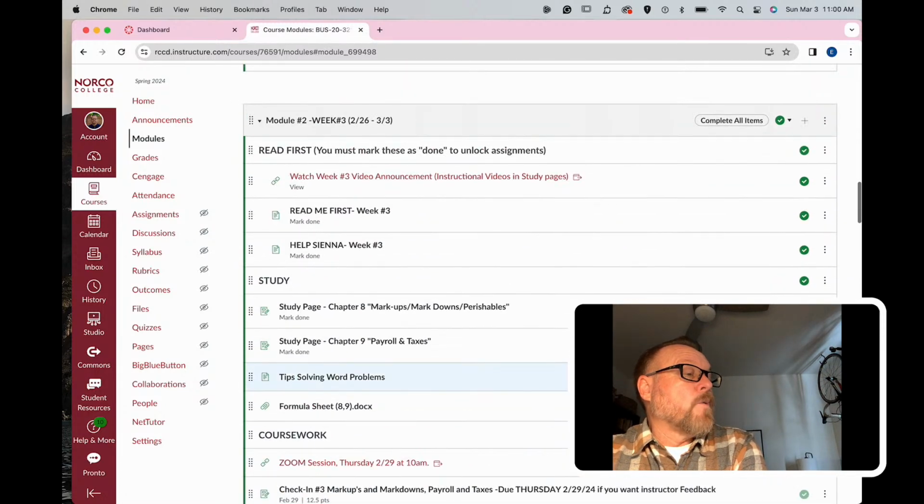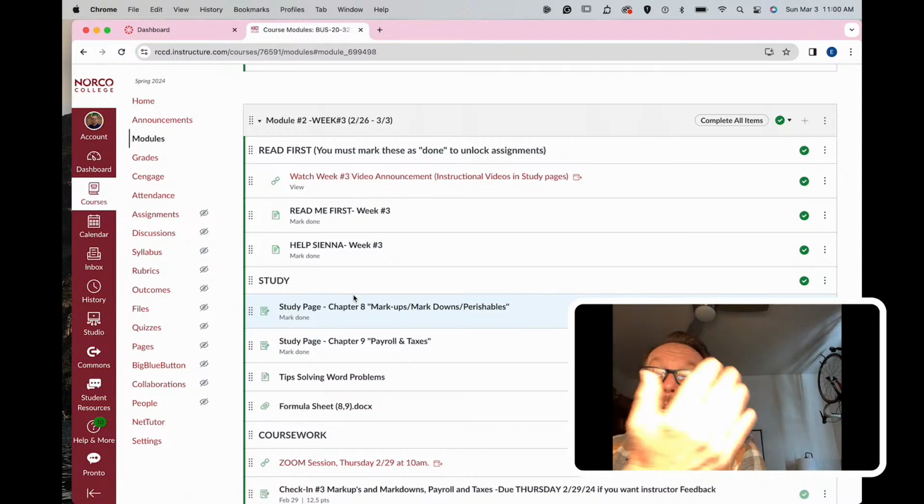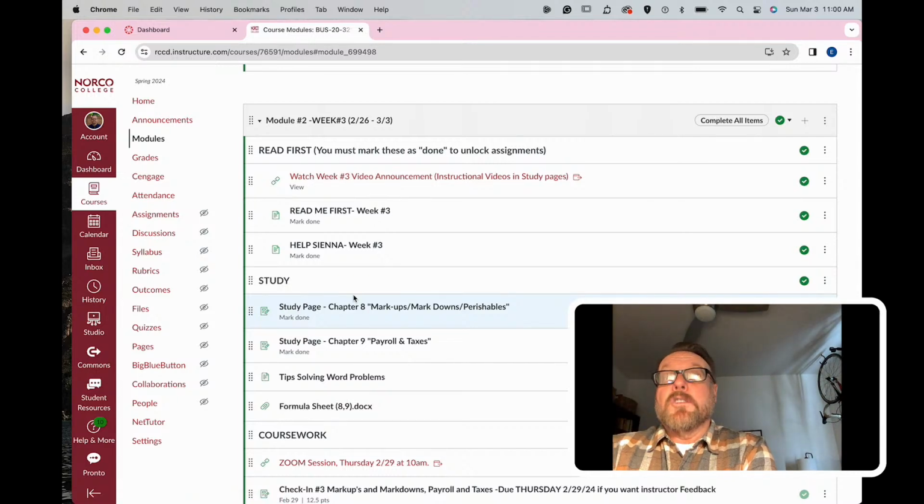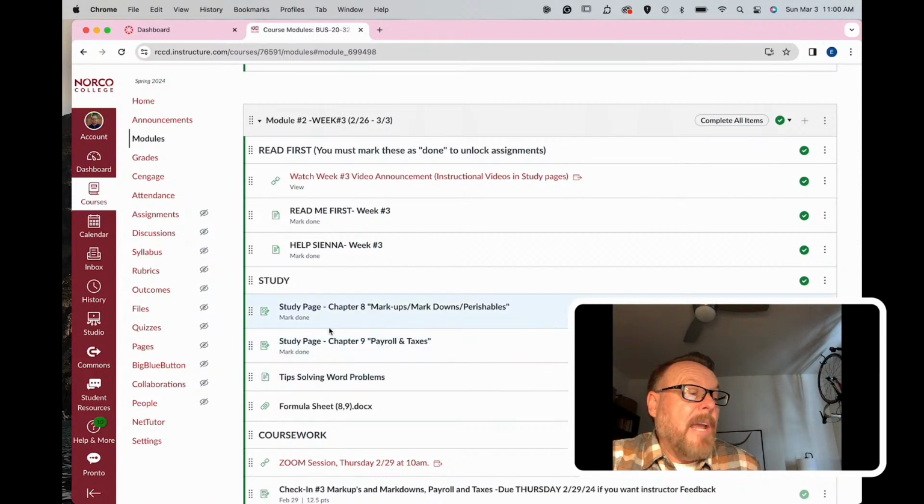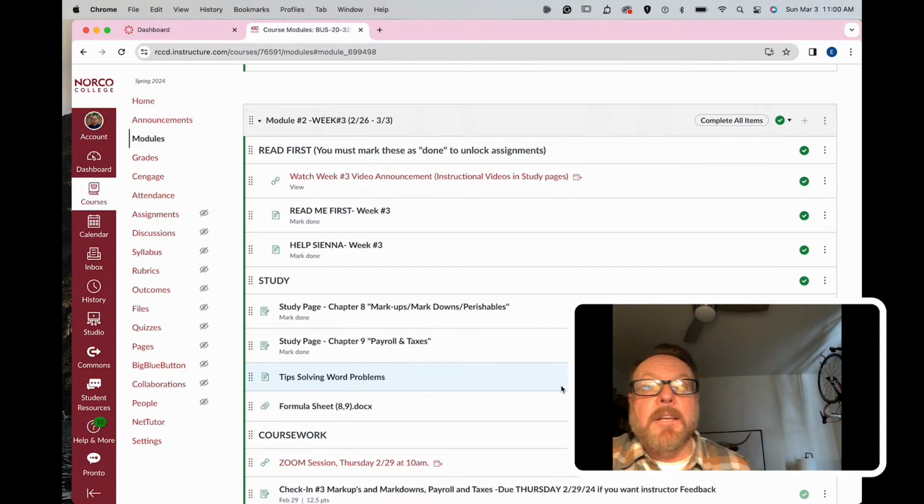So last week, of course, you looked at chapter 8, markups and markdowns, which in every business you mark things up in order to make a profit. Sometimes to get rid of them, you need to mark them down. And so these are principles that you need to be able to do quickly and efficiently. And then we covered payroll, chapter 9, on how to figure out, most notably, your income tax that you're going to need to pay.